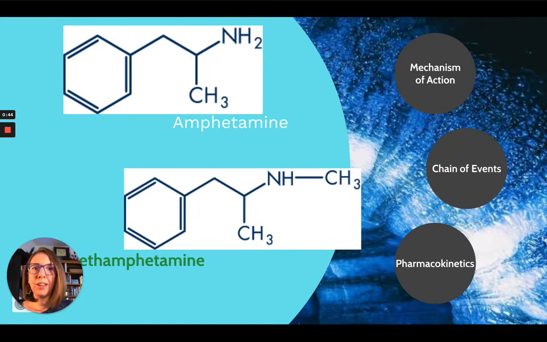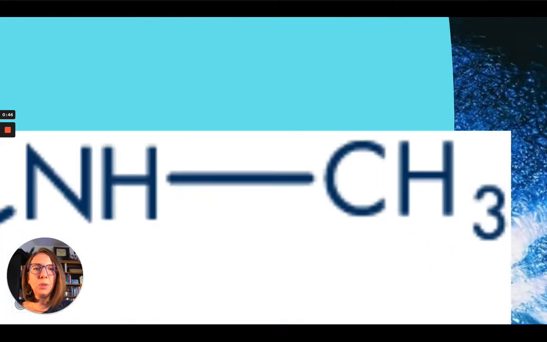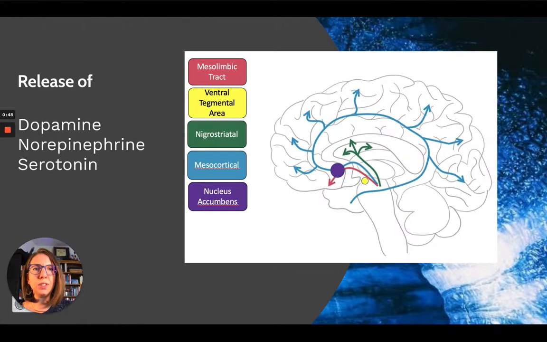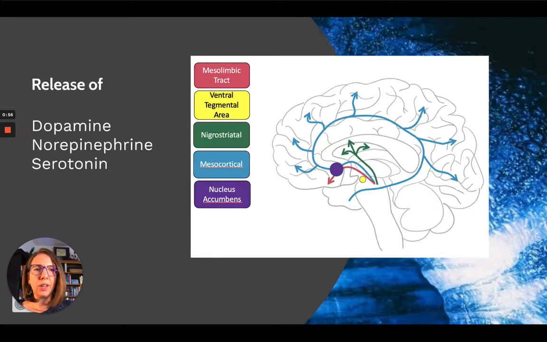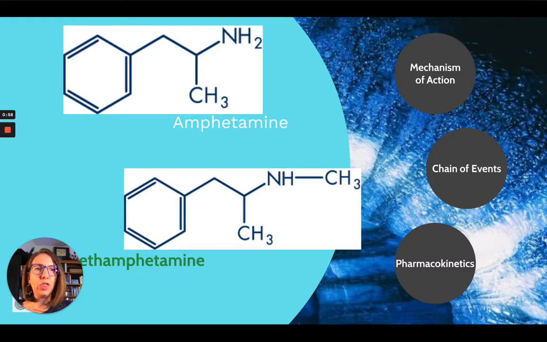Methamphetamine is a substrate of amphetamine. This little methyl group is what makes it more potent. Methamphetamine releases dopamine, norepinephrine, and serotonin at levels 1,000% above basal. To give you a comparison, cocaine only raises those by 300%.